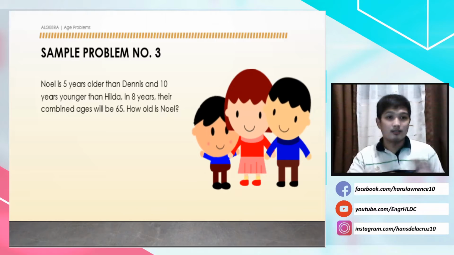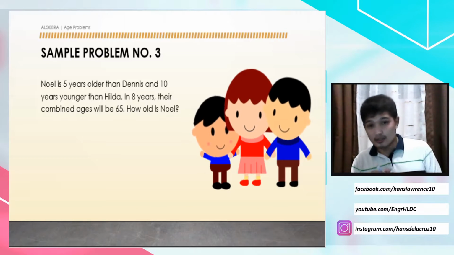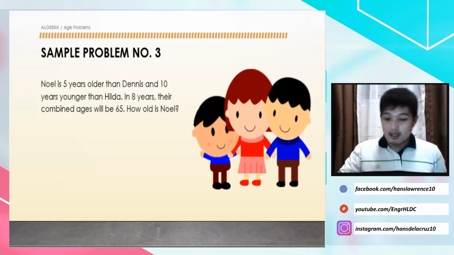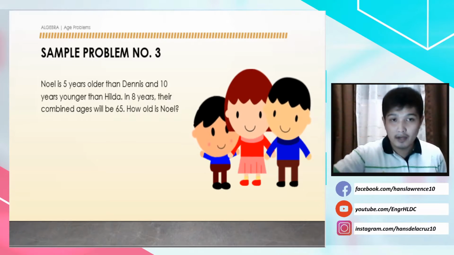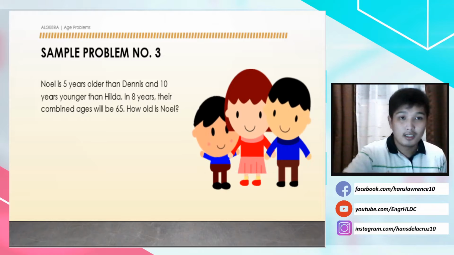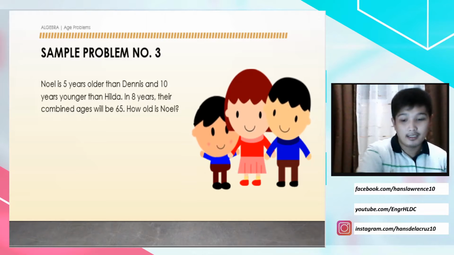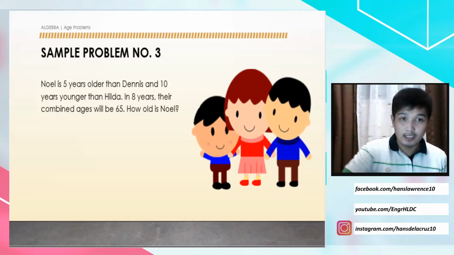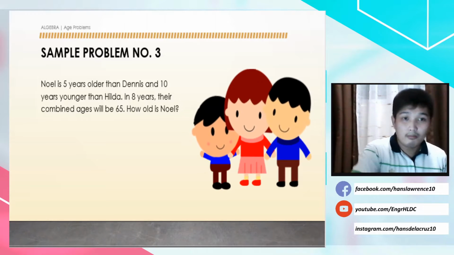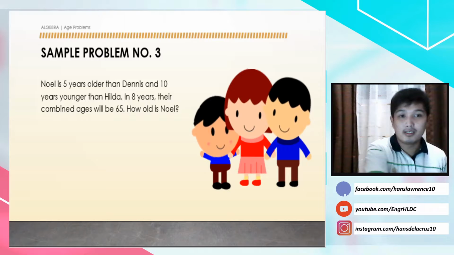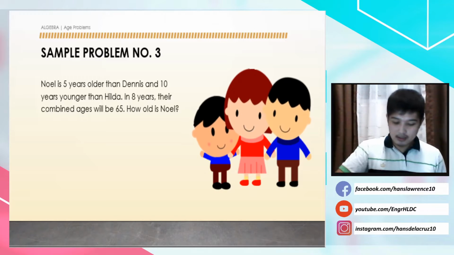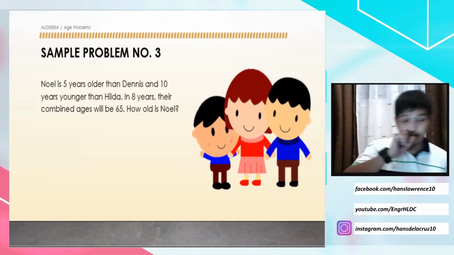So, ayan. Ayan, meron ng tatlong characters na involved. So, paano naman kaya yan, class? So, sabi, Noel is 5 years older than Dennis and 10 years younger than Hilda. In 8 years, their combined ages will be 65. Question is, how old is Noel?